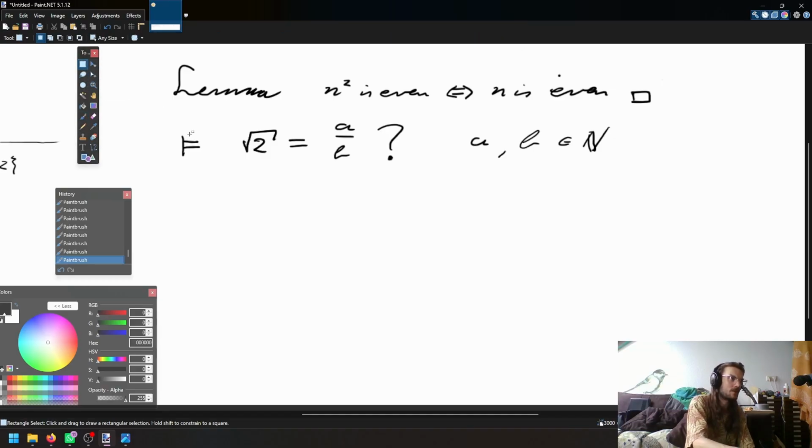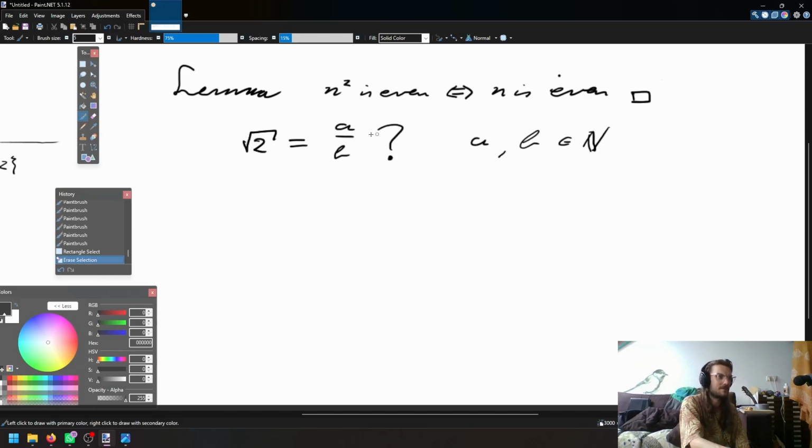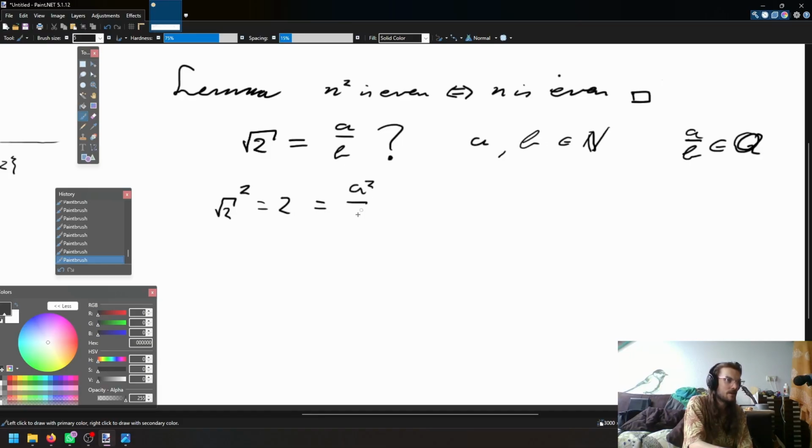That's more colloquial language. I also don't know if I'm using the double T correctly, so I'm just going to use the question mark. So can we write the square root of 2 as a fraction of 2 natural numbers? And a fraction of 2 natural numbers is also called a quotient, and we have a little symbol for it. It's a fancy Q. First thing we do is we can square both sides, right? So we have the square root of 2 squared, and that's going to be equal to 2, and this will have to be equal to a squared over b squared.